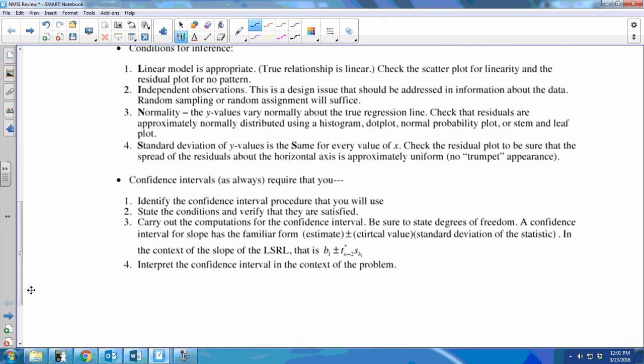If you're looking at the very bottom of this, if you're going to do a confidence interval, you always state the conditions and you name the interval, right? So we'll look at the conditions. The interval is just called a t interval for slope. That's what we're doing. We're doing confidence intervals for slope. That's the name, t interval for slope. You don't make up anything fancy.